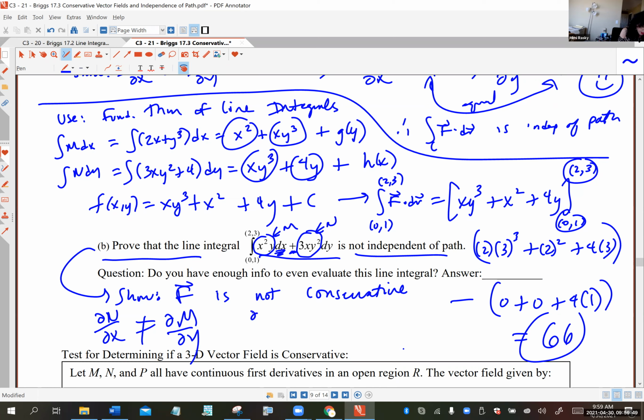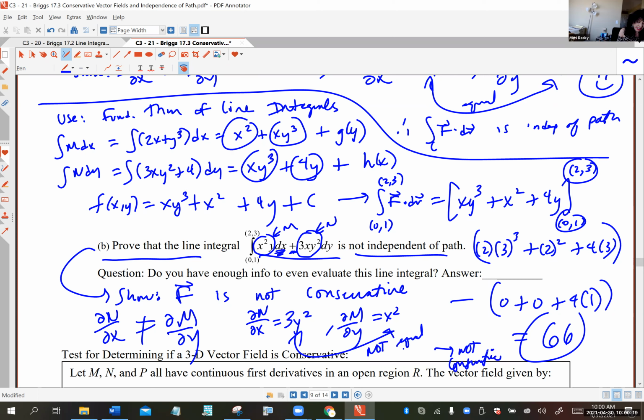So what is dN/dx? The partial of 3xy squared with respect to x. I get 3y squared. What about dM/dy? The partial of x squared y with respect to y. I get x squared. You see how these are not the same? Not equal. And that means not conservative. So you wouldn't be allowed to go get a potential function because one doesn't even exist.